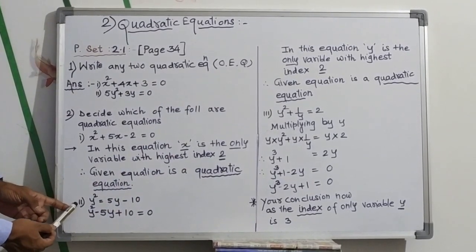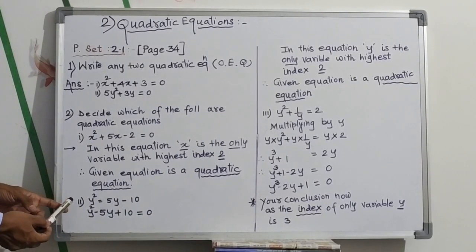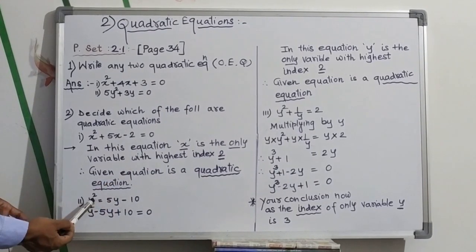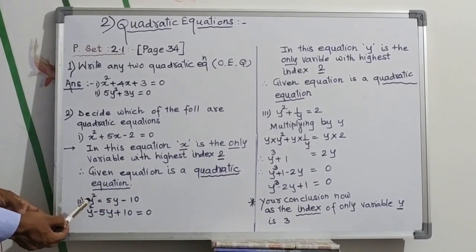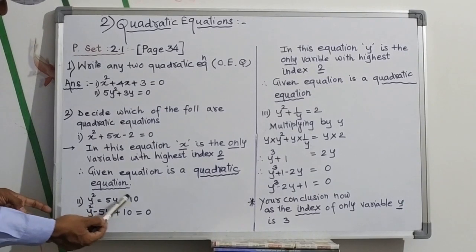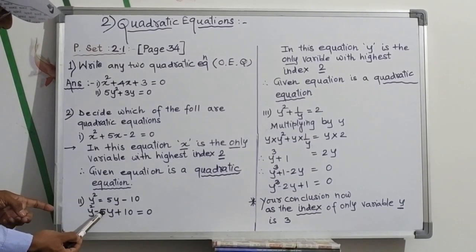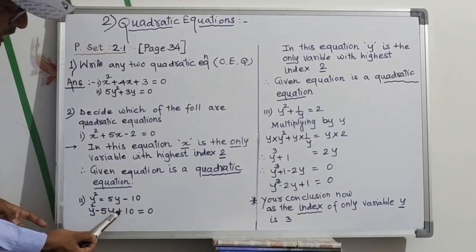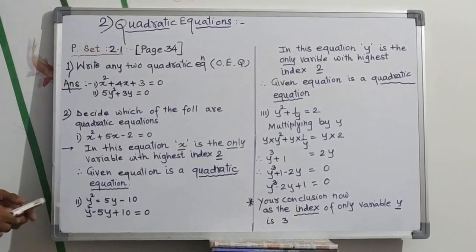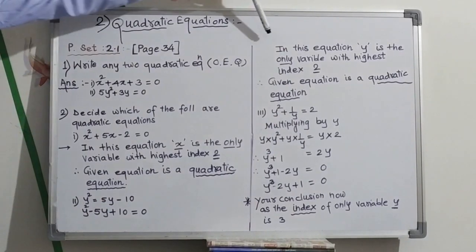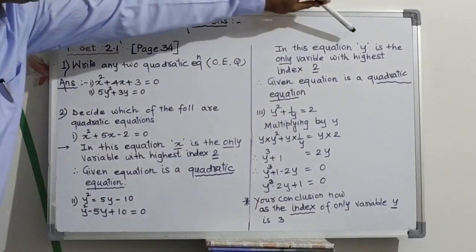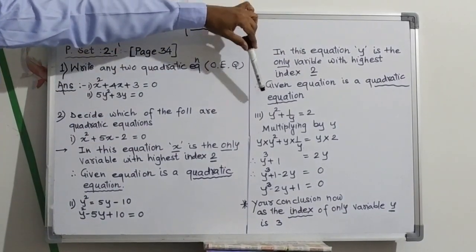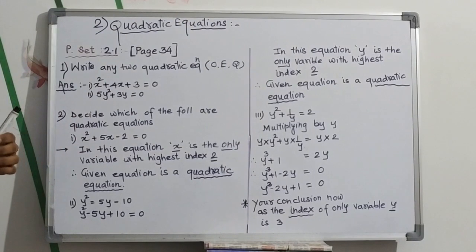Now let us turn towards example number 2. What is that example number 2? Y square is equal to 5y minus 10. As the equation is not in a standard form, let us convert it into the standard one. So shifting 5y here, it becomes y square minus 5y, this minus 10 will become plus 10, is equal to 0. Once again, here the only variable is y, whose index is 2. Therefore, the given equation is a quadratic equation.